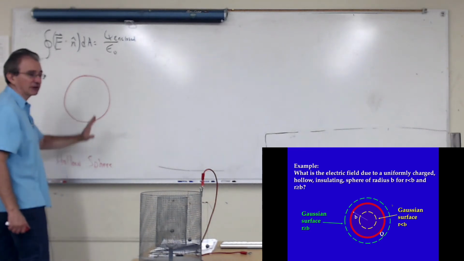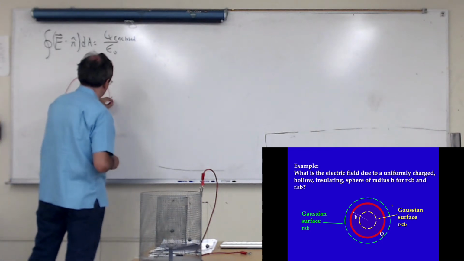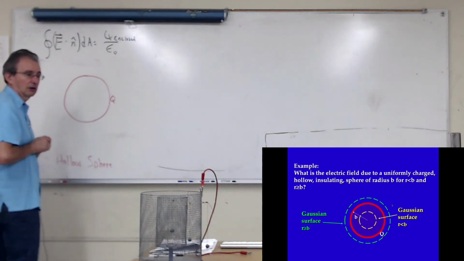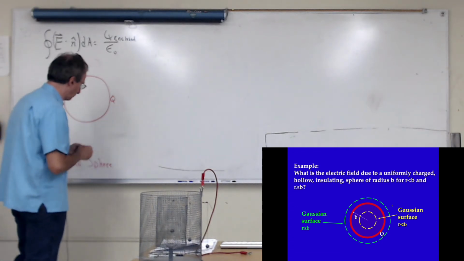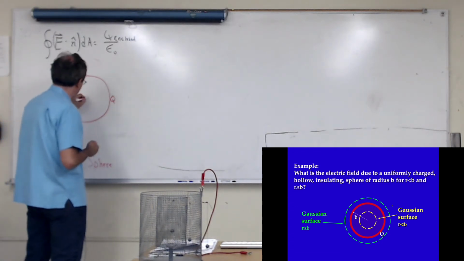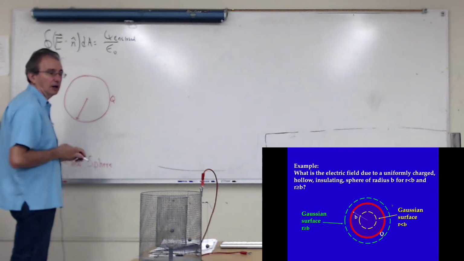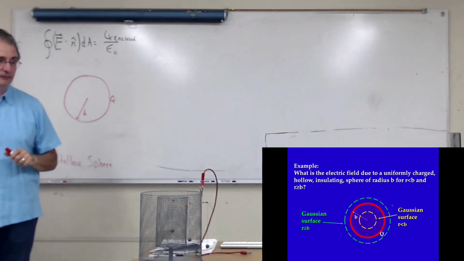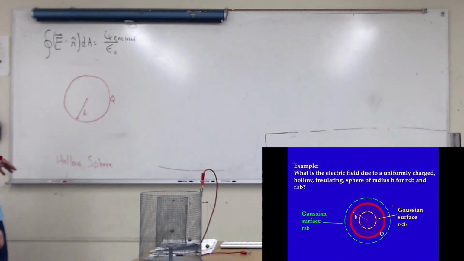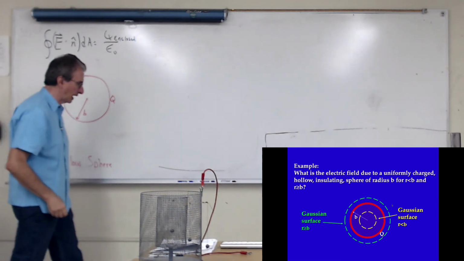Let's just say we have this thing here. Its charge is Q. I want to find the field inside and outside this thing. The radius of this we'll call B. I want to find the field inside this thing and outside this thing. And you might have done something like this with gravity.